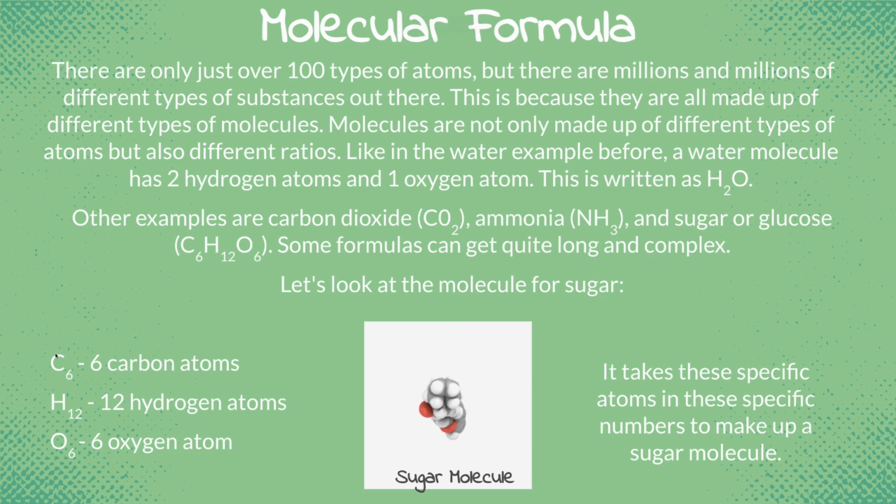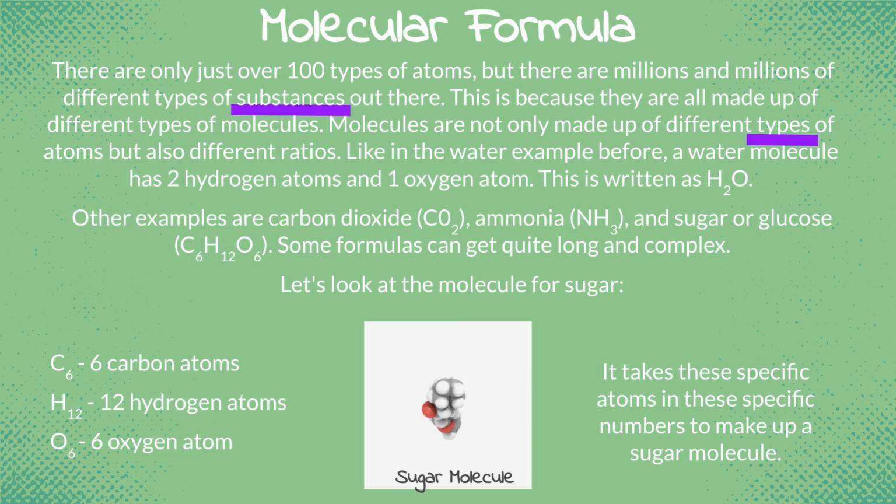Molecular formula. There are only just over 100 types of atoms, but there are millions and millions of different types of substances out there. This is because they're all made up of different types of molecules. Molecules are not only made up of different types of atoms, but also different ratios. Like in the water example before, a water molecule has 2 hydrogen atoms and 1 oxygen atom.